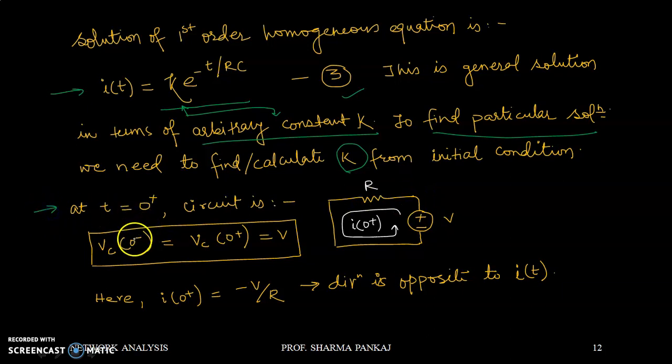At t is equal to 0 plus, what is 0 plus time? It is when the switch is connected to position B and the source is suddenly thrown out of the picture. So it is R and C, where the capacitor behaves as a voltage source. Initially it was charged up to the given voltage source, so it is V, and this is drawing circuit current like this, i(0 plus). So Vc(0 minus) is equal to Vc(0 plus) is equal to the voltage of the source. Here i(0 plus) is equal to minus V by R, which is in the direction opposite to i(t).